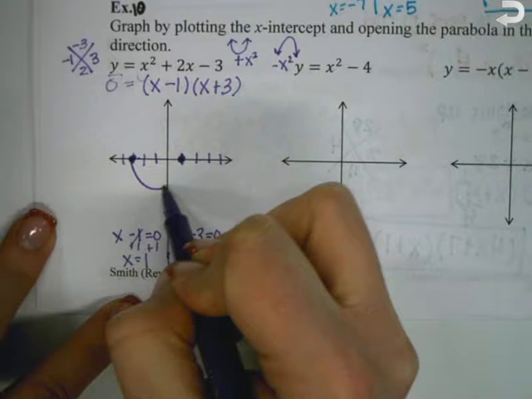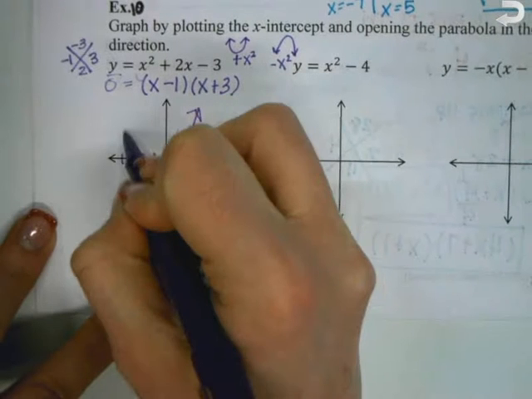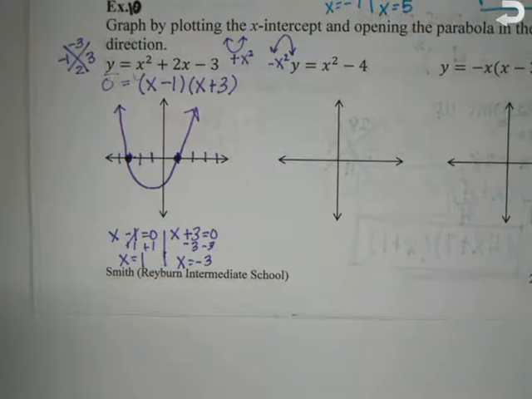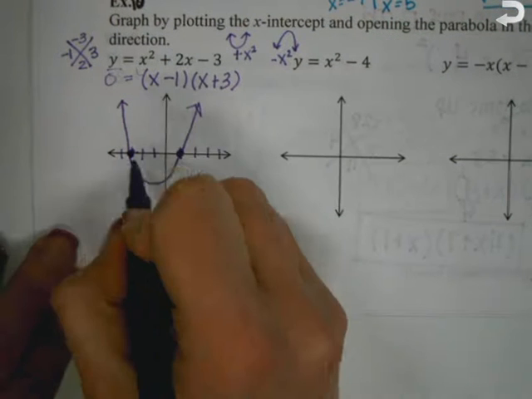And that's it. We solve for x, and we just plot those 2 points. 2 points is all we need to sketch. And that's it.